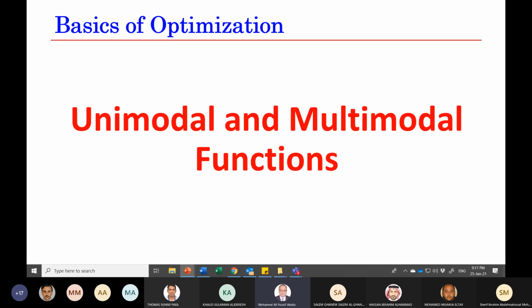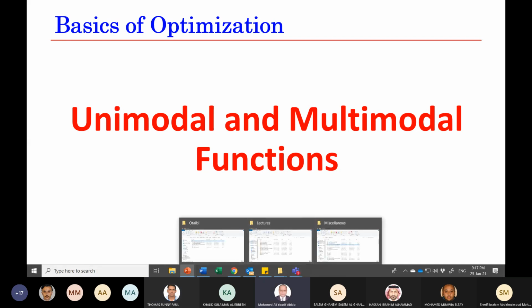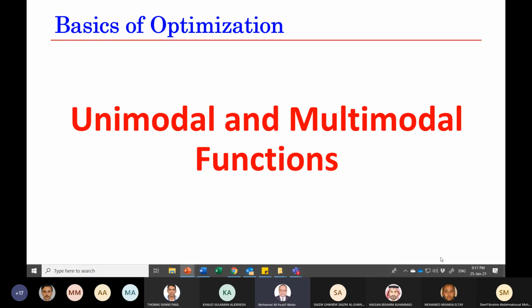Unimodal and multimodal functions, and I hope these principles are just to refresh your knowledge in optimization. When we discuss evolutionary computation later on, we need to recall these principles from time to time. Thomas, do you have any question?